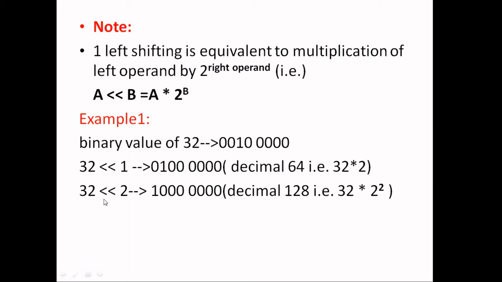Similarly, we have another operator called the right shift operator, which is represented by double greater than, >>. The right shift operator is again a binary operator, so it requires two operands, namely left operand and right operand. A right shift operator shifts each left operand to the right. The number of places the bits are shifted depends on the right operand. Again, whatever the value of the right operand, that many places it will be shifted.